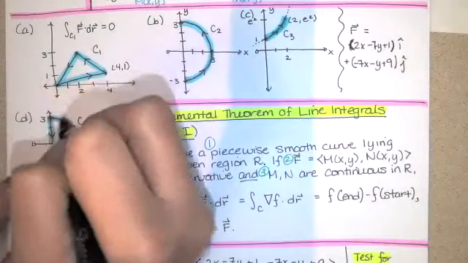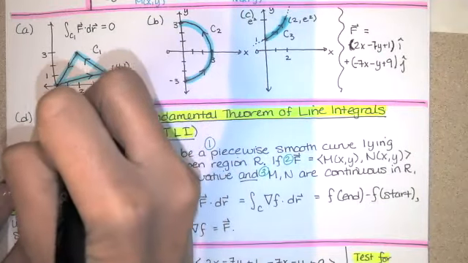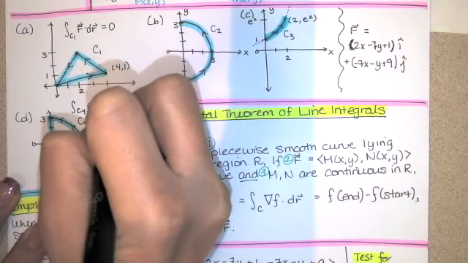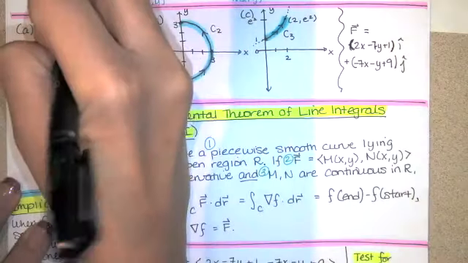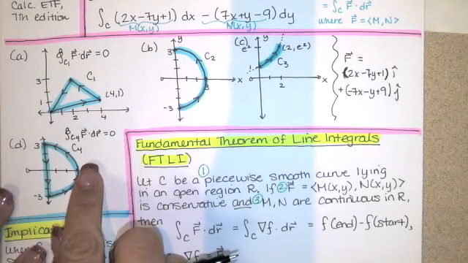And the same thing is true over here. You can pick any point as your starting and ending point. Since we're going in a loop, it's a closed curve, and that line integral is 0. So we get to put a little circle around that integral sign to indicate that that curve is closed.